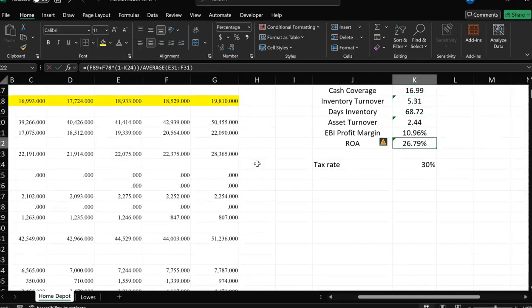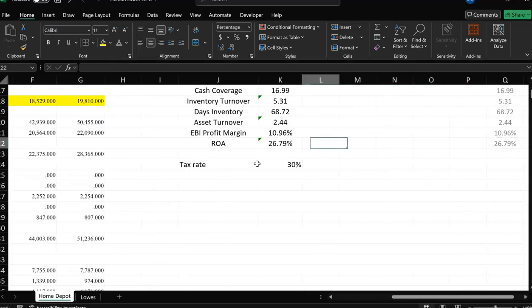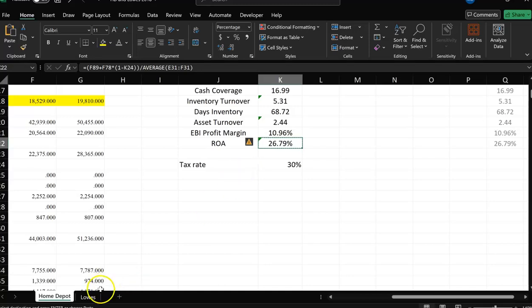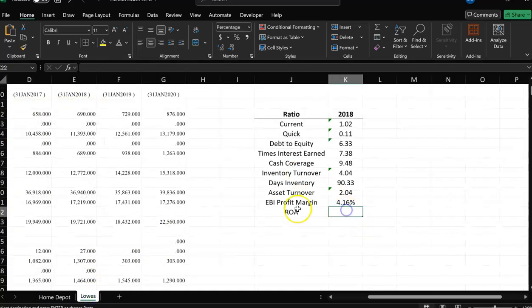All right, I get 26.79%. And if I do the same calculation for Lowe's, I get 8.51%, much lower return on assets for Lowe's than for Home Depot.